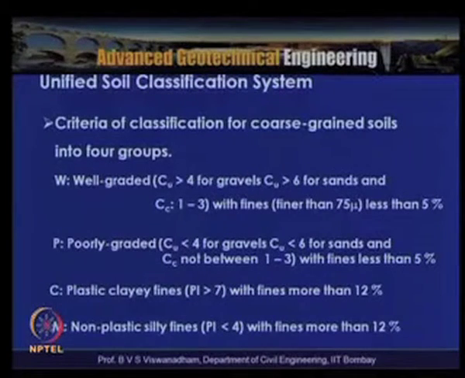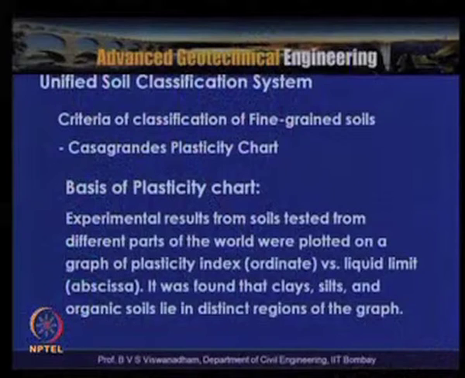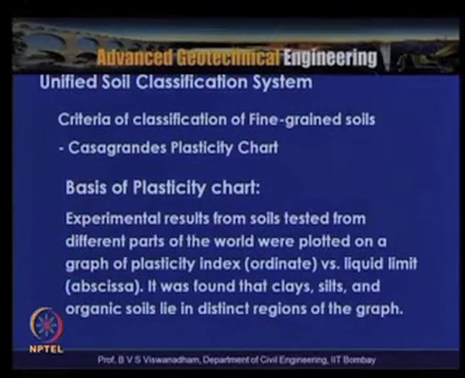And C, the plastic clay fines with the plasticity index greater than 7, with fines more than 12%, and M, non-plastic silty fines, plasticity index less than 4, with fines more than 12%. So fines more than 12%, but non-plastic silty fines, and they are indicated with M, with plasticity index less than 4. So the criteria for the soil classification of the fine grained soils is basically done by using the plasticity chart. The basis of the plasticity chart is that once you have the liquid limit and plasticity index plotted, then it is possible for you to classify the soil.